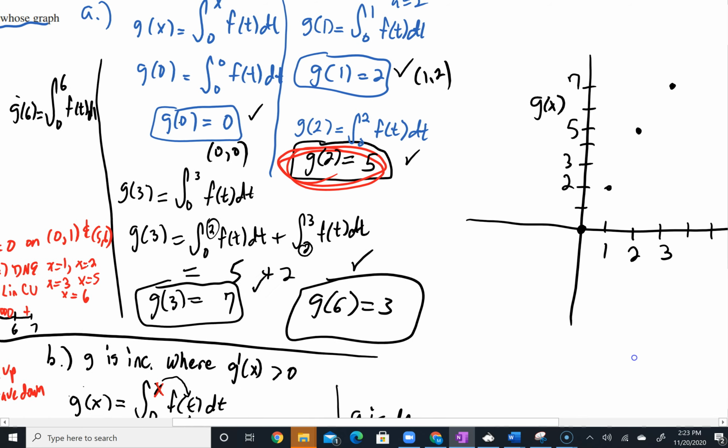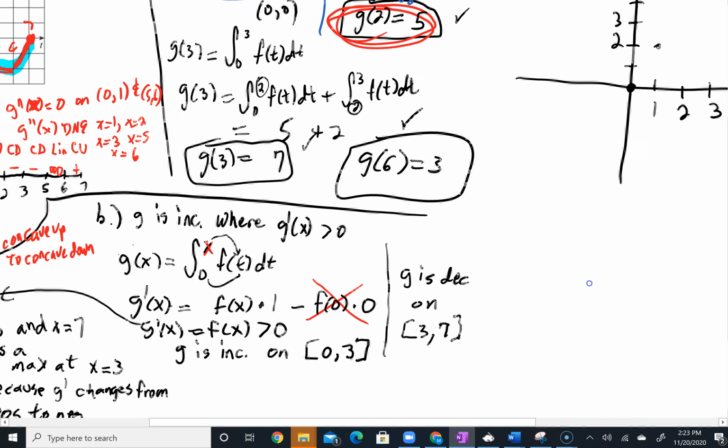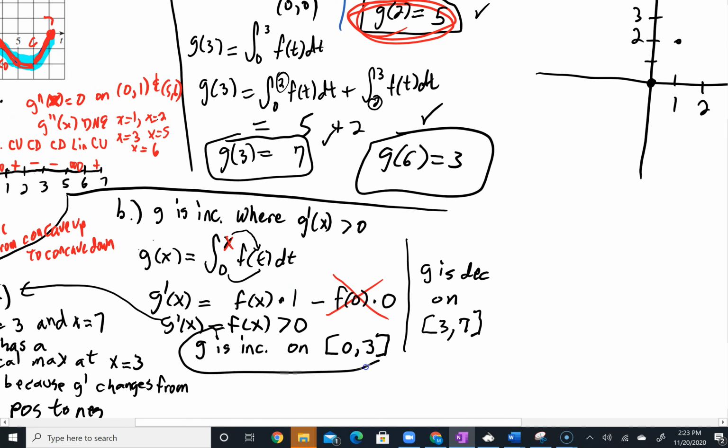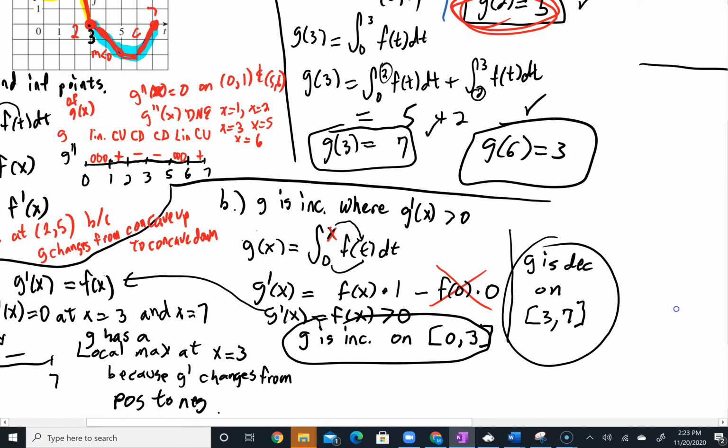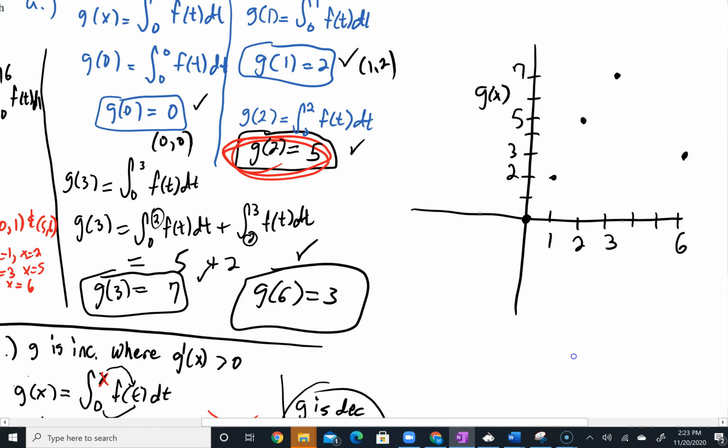But look, this is what I really want to talk about. Usually kids will say, well, of course, we know that G was increasing from 0 to 3. G is decreasing from 3 to 7. And you have a maximum at x equals 3. In fact, your maximum value is 7. And usually kids will look at that and they'll say, hey, that's exactly what we would have come up with if we would have just plotted these points. Well, the calculus gives you a surety that that is actually the case.